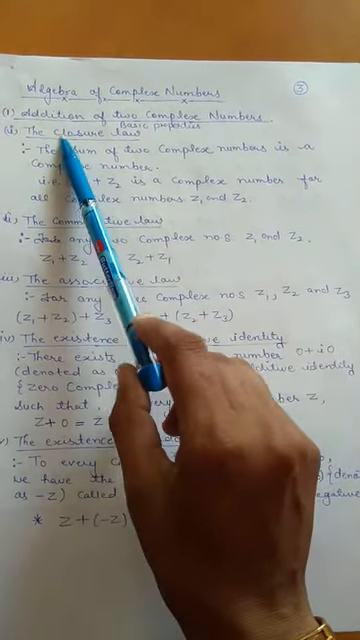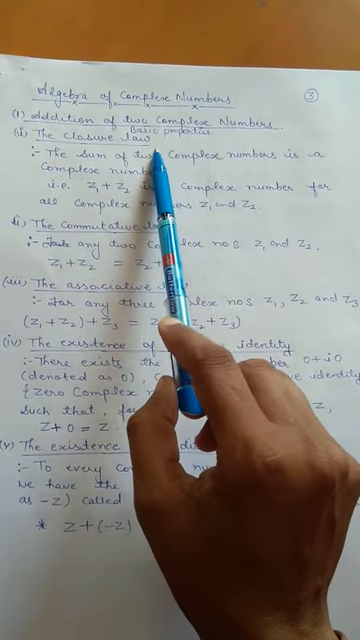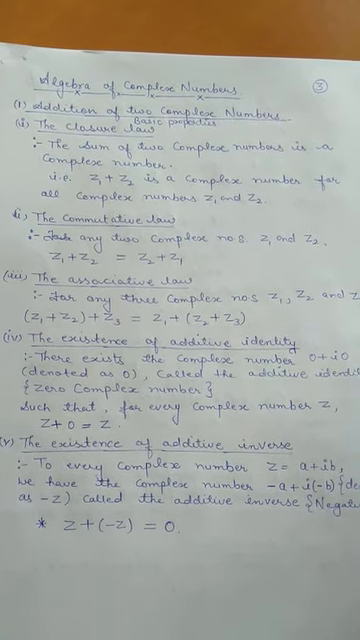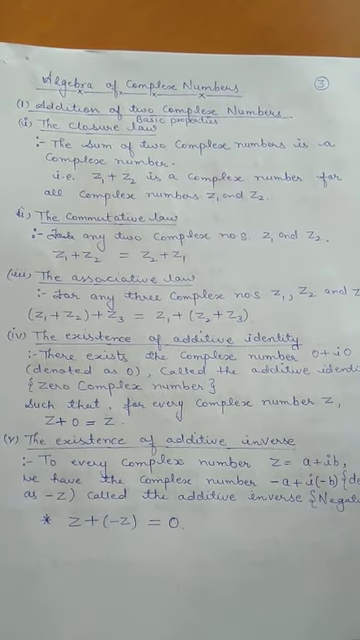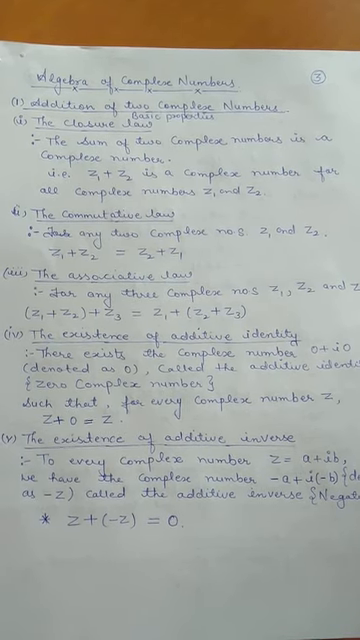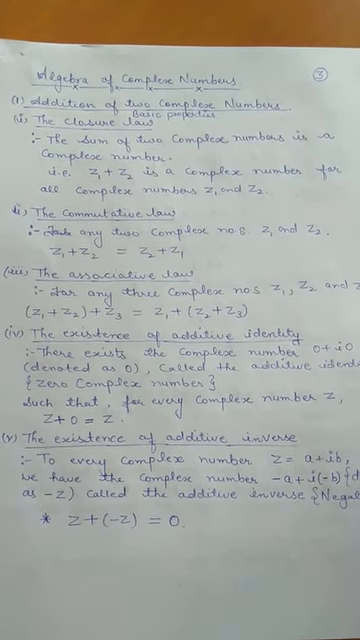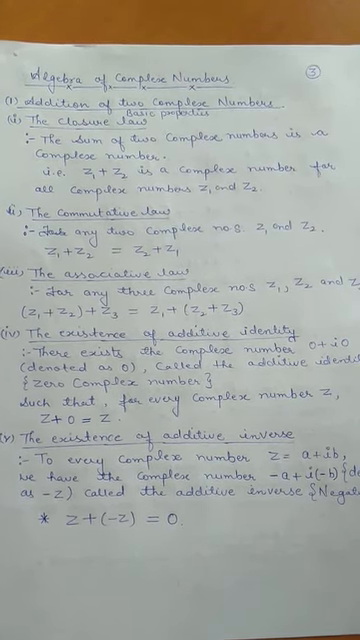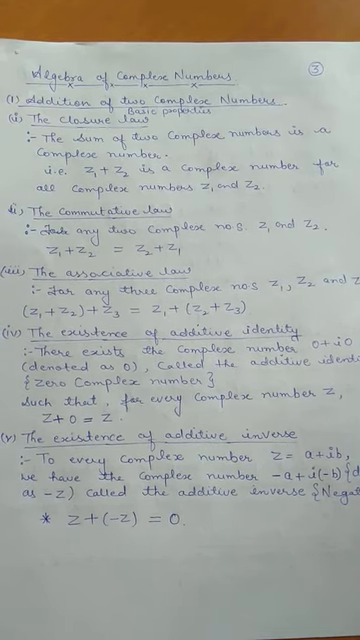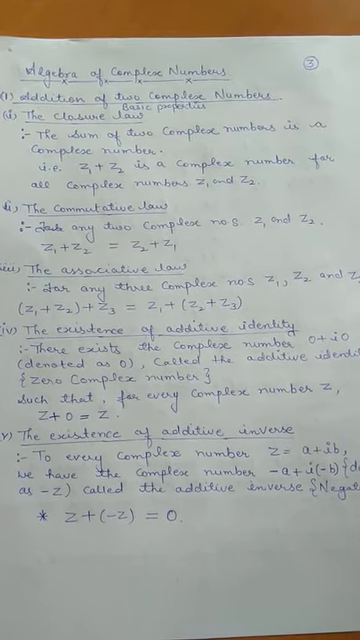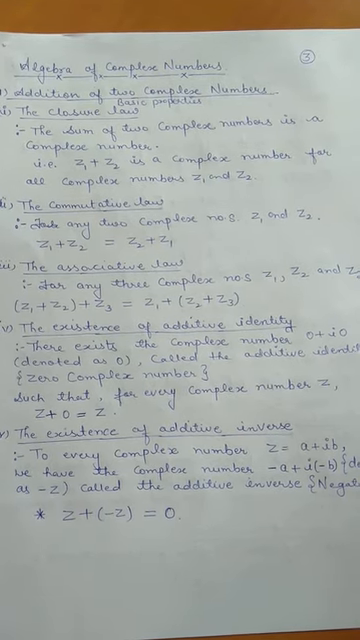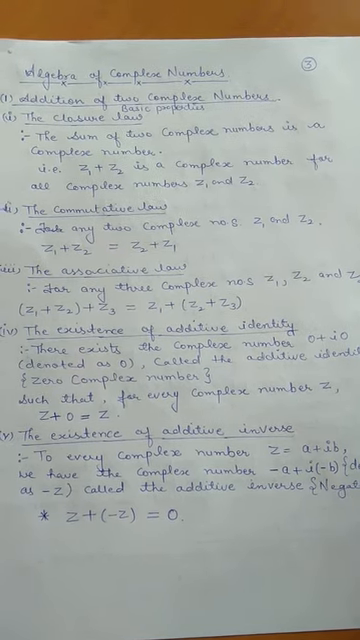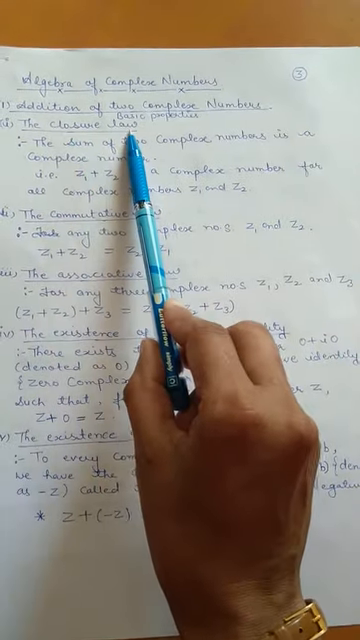The first property is the closure property. As per this closure property, when we add two numbers, the addition of those two numbers will give us an answer, and that answer will also be a complex number. Getting my point? Suppose I have two complex numbers, Z1 and Z2. So Z1 plus Z2 will give some answer, and the result of this addition will also be a complex number. This is the first property, called the closure property.